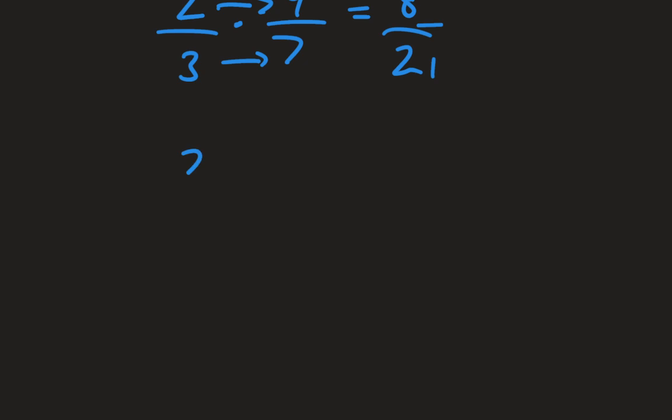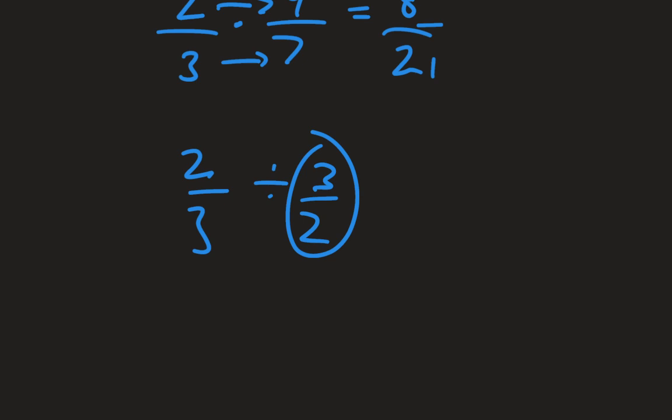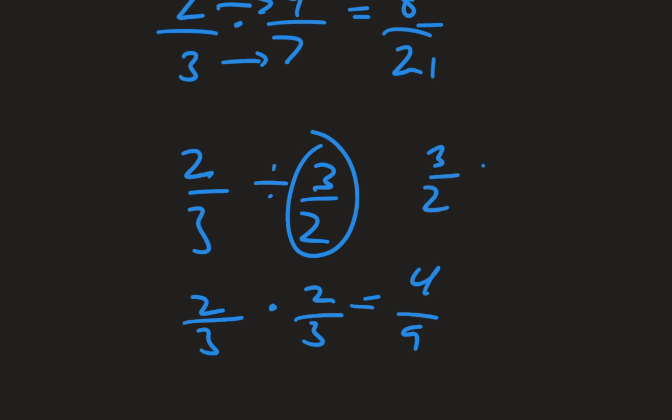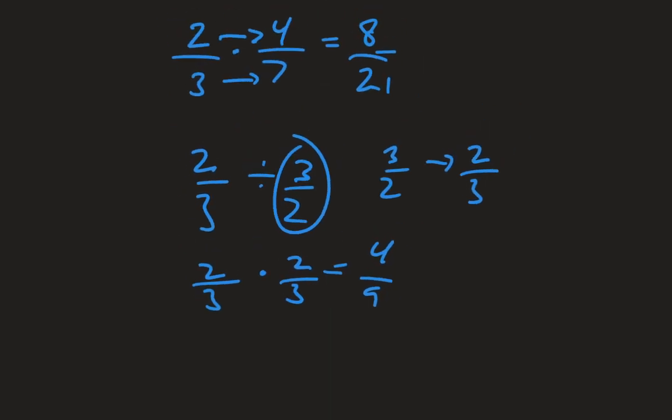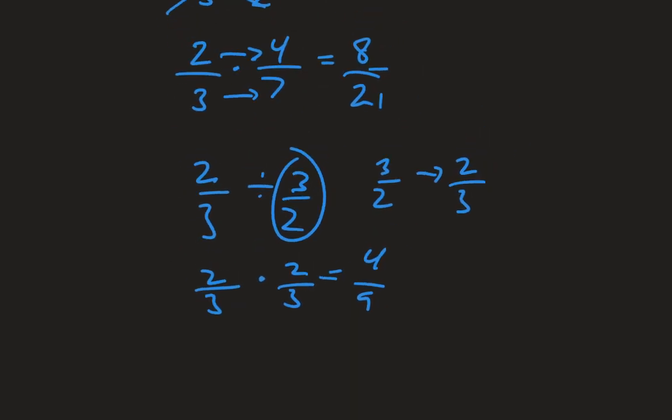Dividing fractions is a little different. 2 over 3, let's say we're dividing by 3 over 2. Do you think it cancels out? No, it doesn't. So in this instance, the division turns the second fraction into a multiplication. You're multiplying by the reciprocal. So 2 over 3 times 2 over 3, which becomes 4 over 9. The reciprocal just switches the numerator and the denominator.